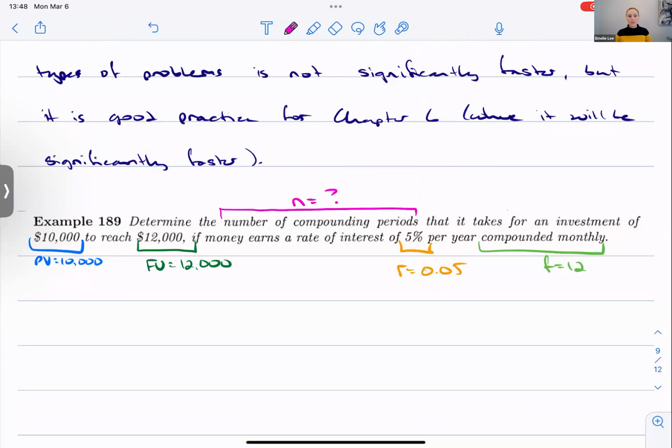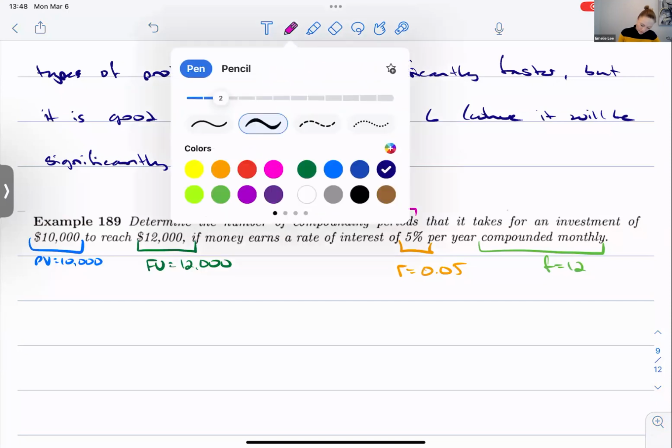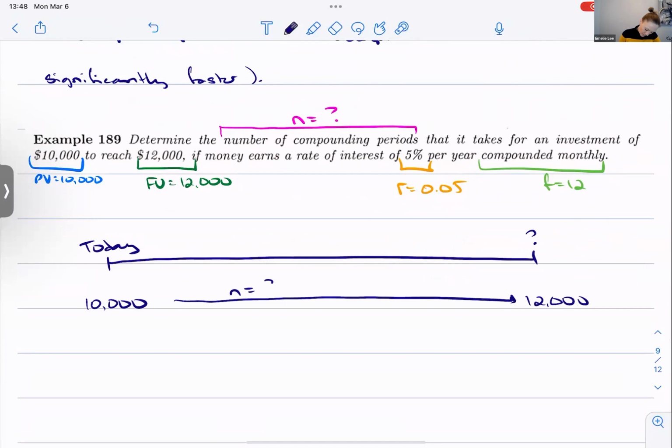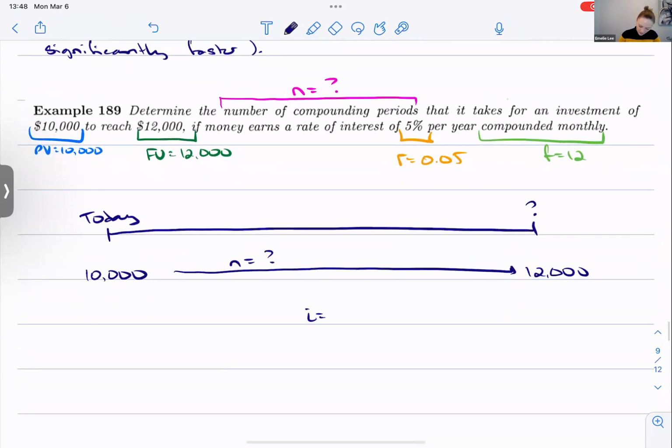So we can draw this out on a timeline if we want to. There's not a lot going on though today. 10,000 is going to grow into 12,000, and it's going to take some amount of time to do it, and I is R over F, which is 0.05 divided by 12. I'm not going to solve it though, because I'm going to use the calculator, but you would need it if you were solving it by hand, right?